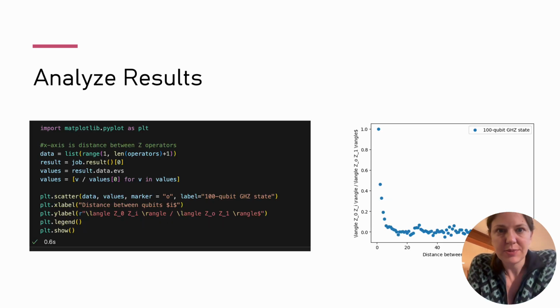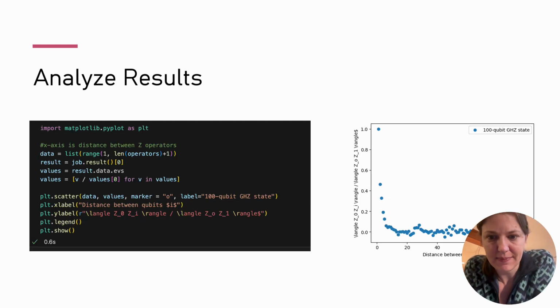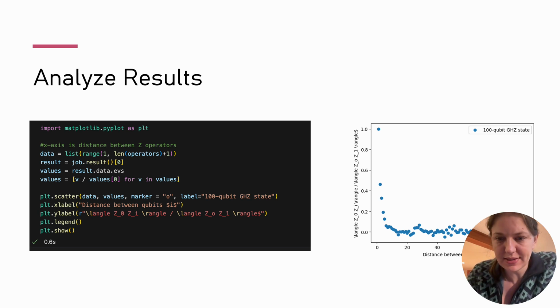Okay, now let's plot our results for this n equals 100, or 100 qubit GHZ state. And it's similar to the plotting that we've done before. And then when we run that, we get this beautiful plot here, and that's how we perform these basic operations with Qiskit.